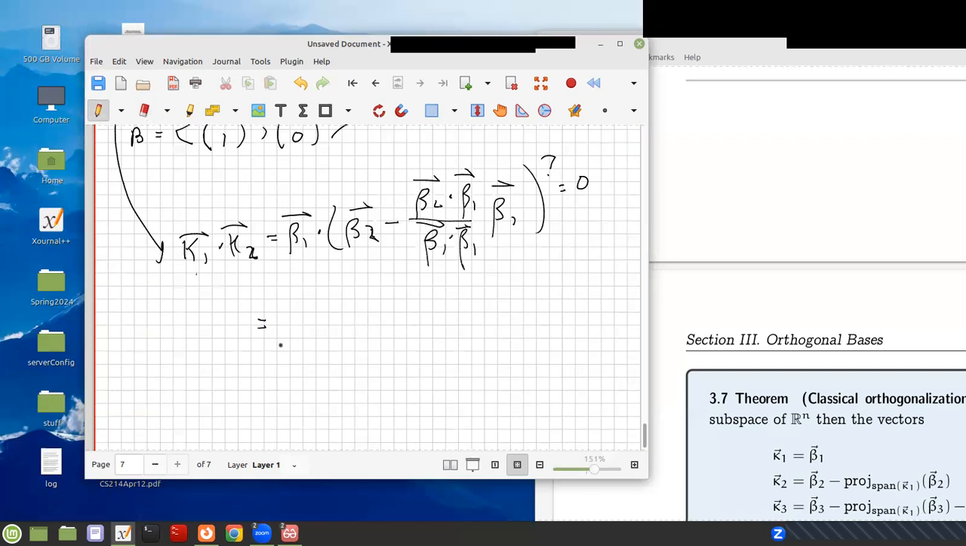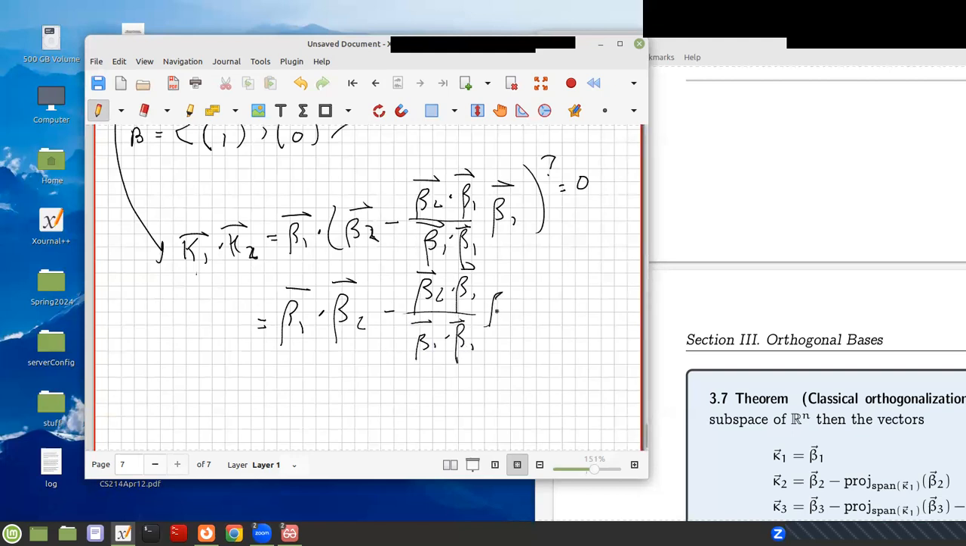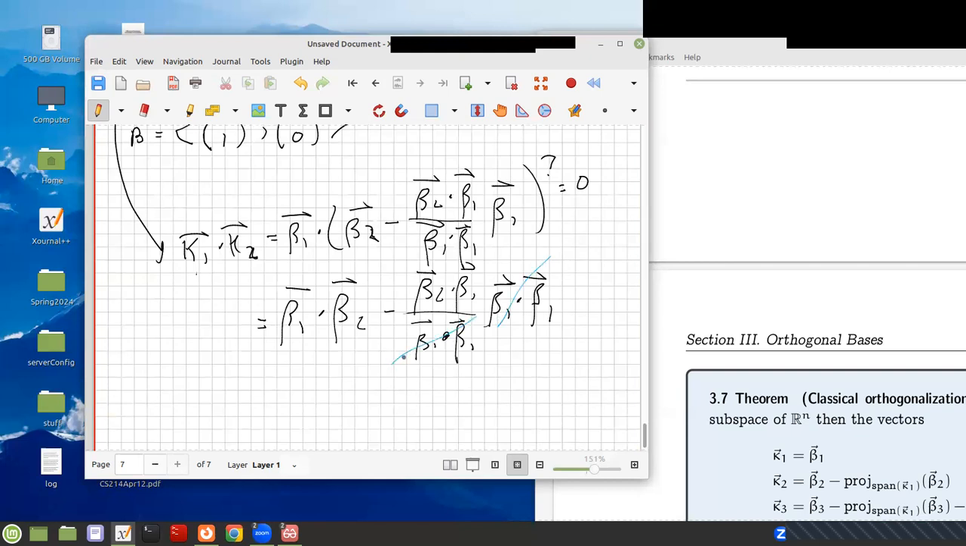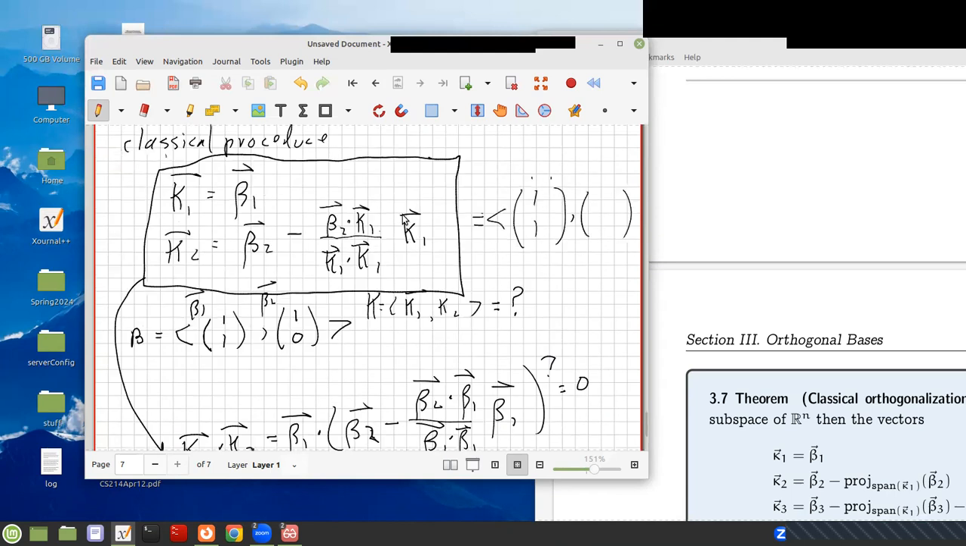Let's see if I've made a mistake. Beta 1 dot beta 2 minus, I'm going to copy this, beta 2 dot beta 1 over beta 1 dot beta 1. I just copied this. Well, this is beta 1 dot beta 1 in the denominator, beta 1 dot beta 1 in the numerator. That cancels that, and I have beta 1 dot beta 2 minus beta 2 dot beta 1, which equals 0 in all cases. So this formula works.